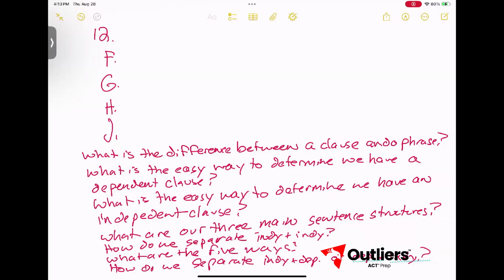A clause has a subject-verb combo, a phrase does not. What is the easy way to determine we have a dependent clause? And that is that it starts with a dependent clause marker. We're not going to go over dependent clause markers in this video because we are assuming that you already have it down from your clause Quizlet.